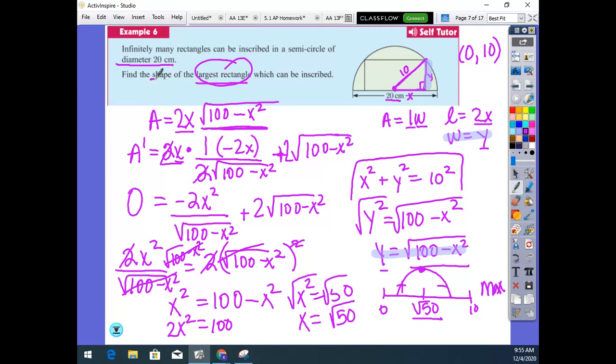So what would the shape of the rectangle be if x is the square root of 50? So that means our length is 2x, so our length is 2 square roots of 50. What's the width? The width is right here. If we plug square root of 50 in, square root of 50 squared is 50. 100 minus 50 is 50. So we also end up with the square root of 50 for the width. And that's going to be the shape. These are your dimensions of the largest rectangle that could be inscribed.